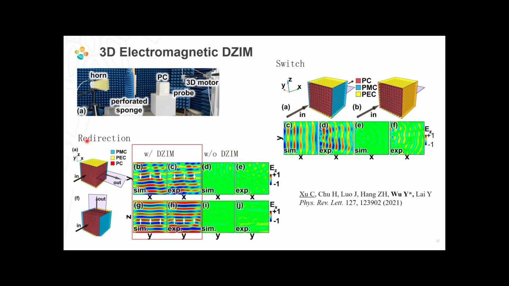And we can also do the redirection by removing one side, and then the wave coming from this side will be totally transmitted along the other, and also in this case. So this is with the double zero index material. You can see the wavefronts are nearly not disturbed, but without the double zero index material, no wave can propagate. So this is a reference.